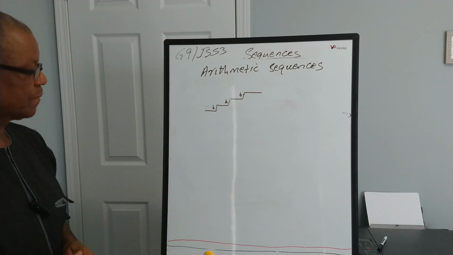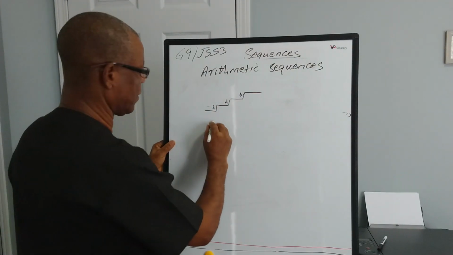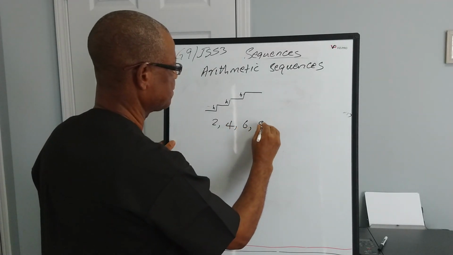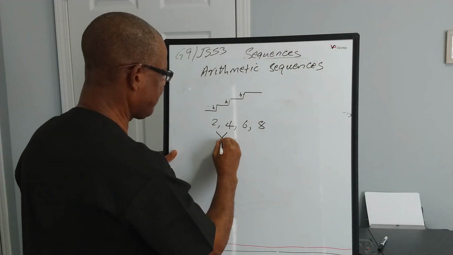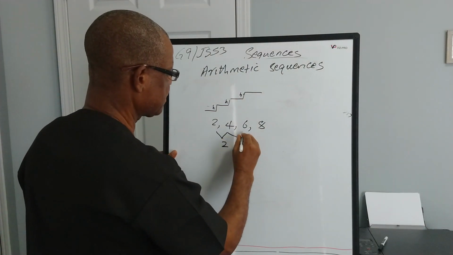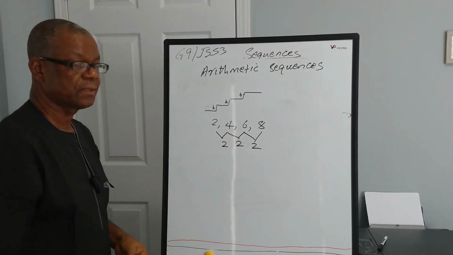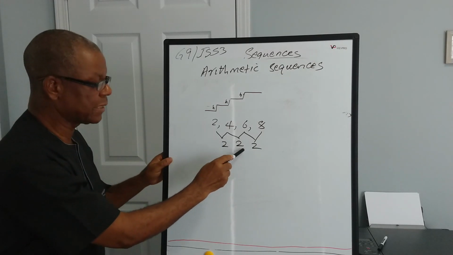Like the first example we treated, where we have 2, 4, 6, 8. You can see that the increase is equal. 4 minus 2 is 2, 6 minus 4 is 2, 8 minus 6 is 2. This is an arithmetic sequence. Why? It increases by an equal step: 2, 2, 2.